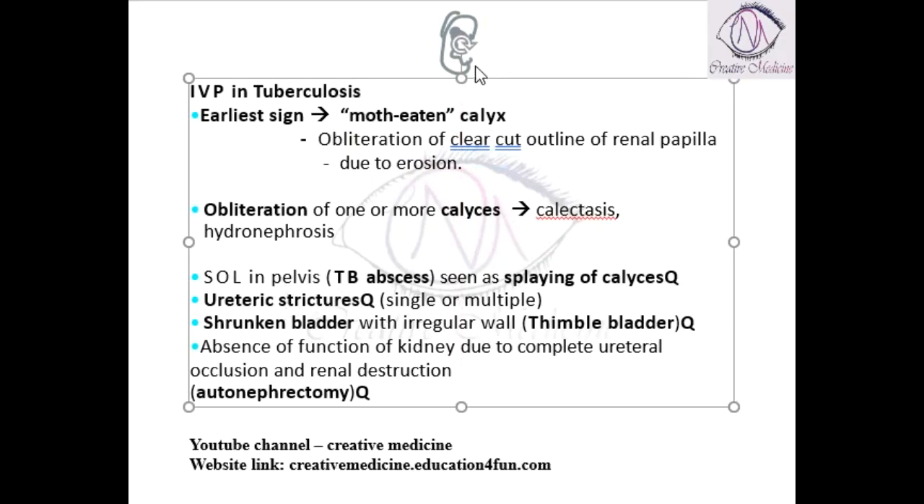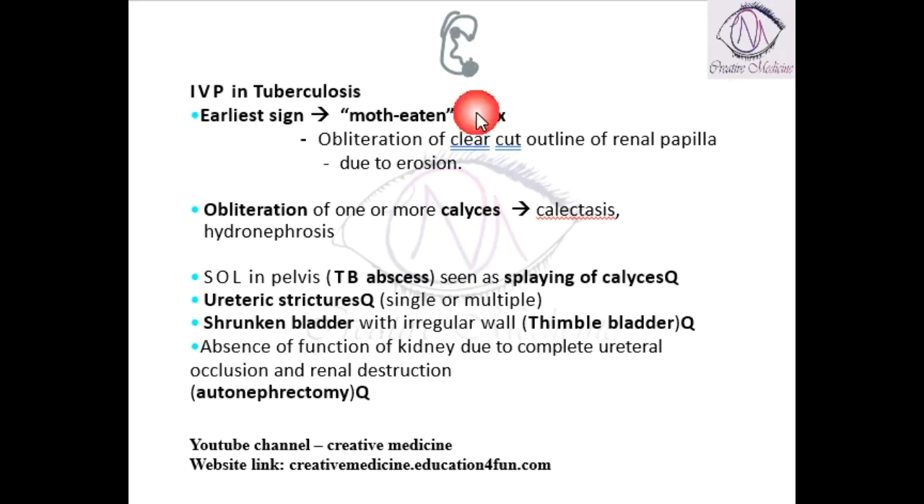If there is a tubercular abscess, intravenous pyelography will only show the ureteric path, right? That is the urine flow path. For example, if there is an abscess here, in such cases you will see that these calyces are splayed, or splaying of calyces is seen if there is a space occupying lesion in the pelvis. For example, if a TB lesion or an abscess is seen in the pelvis, then there can be splaying like this. Wherever the abscess is, the site of the abscess will not be filled, and as a result, splaying of calyces is seen in tuberculosis.